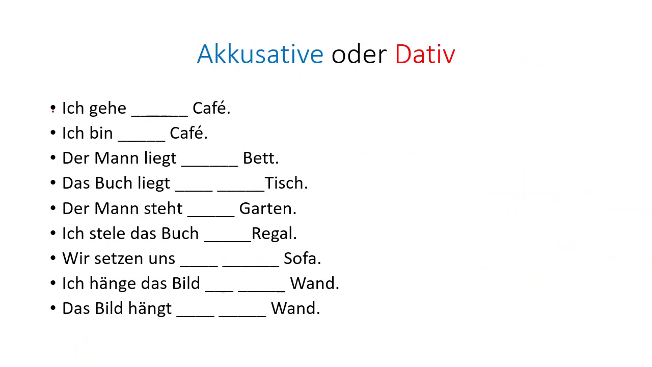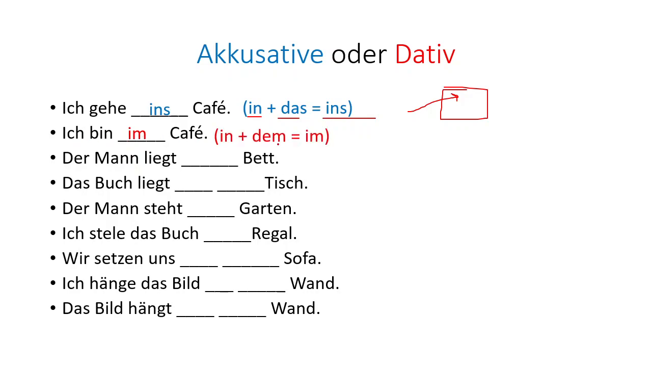Let's see some examples. Ich gehe. Whenever we go into any covered space, normally we use in. Since gehe has movement, it is in plus das, which becomes ins: accusative. I am in the cafe: Ich bin im Café. In plus dem becomes im. So when we are going, gehe, we use ins, and when we are in the cafe, Ich bin im Café, it's dative, because bin means no movement.